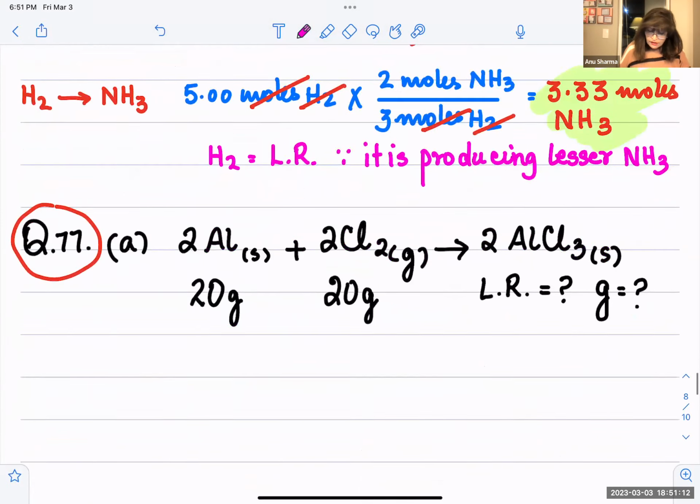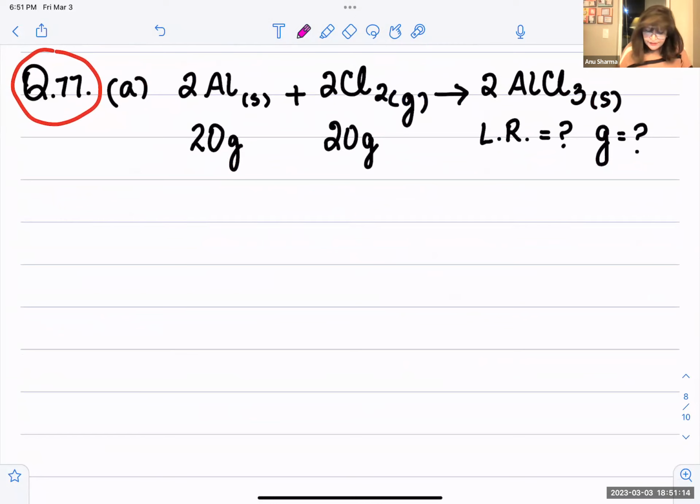Okay, next, aluminum with chlorine, giving you AlCl3. Now here they're giving you the grams and they need to find the limiting reactant. What they're saying is that you take 20 grams each. So you're going to look at the relationship of aluminum to AlCl3, the product. It's always the reactants to the product. So here you have the reactant aluminum and the product is aluminum chloride.